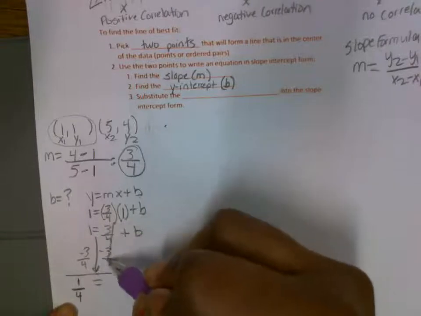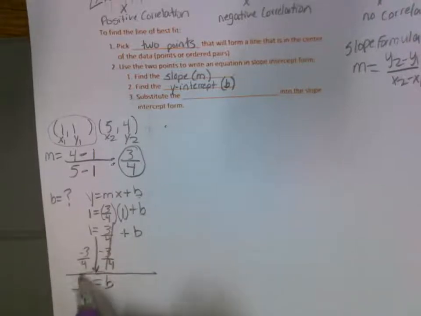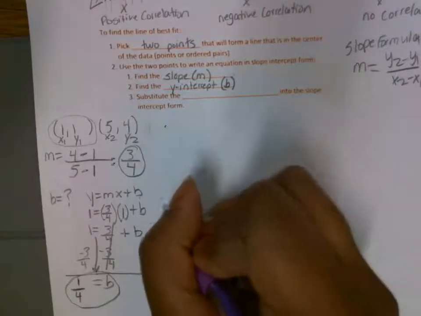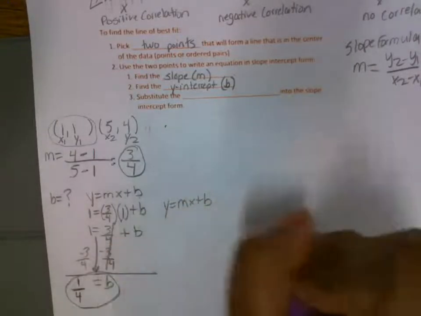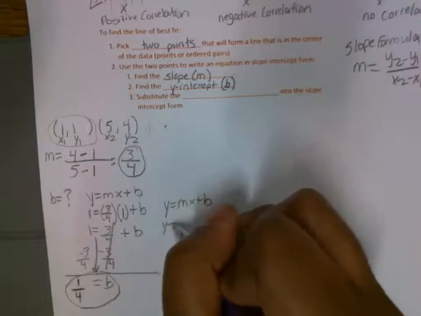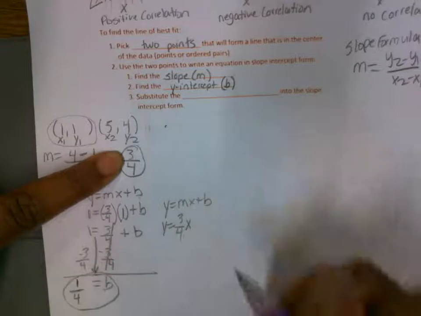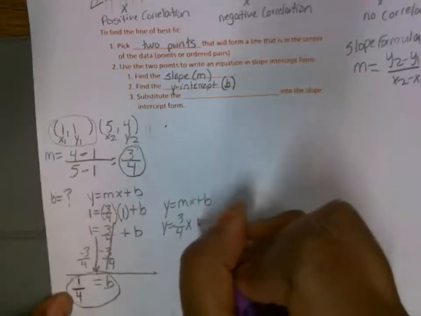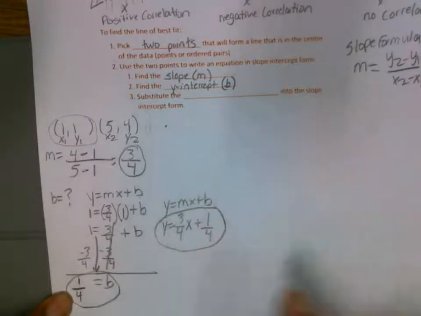Here, this is gone. This is 0 here. 3/4 minus 3/4 is 0, so I'm left with b. So my b is going to be 1/4. Then that means that my line of best fit, which is written in y equals mx plus b because it's a straight line, is slope-intercept form. Y is equal to my m, which is 3 over 4. Bring down the x, and my b is 1/4.